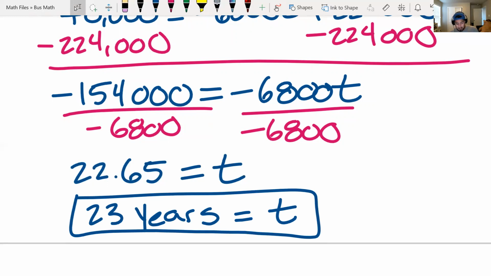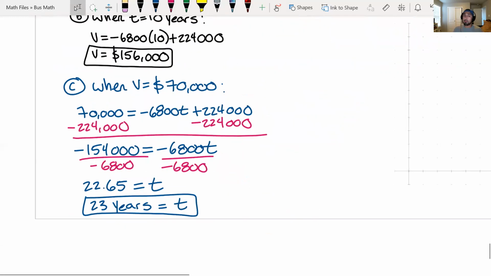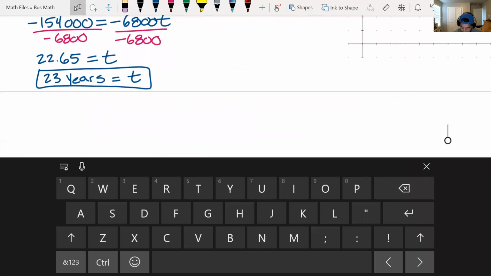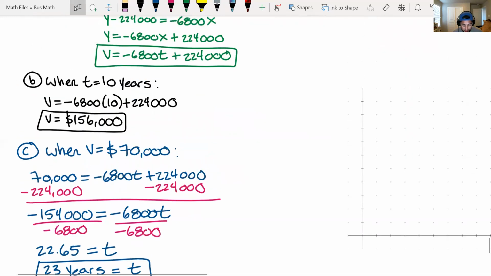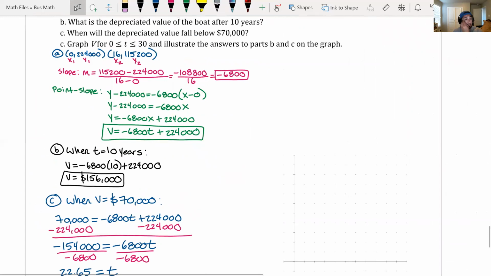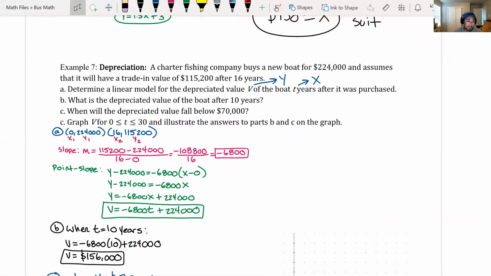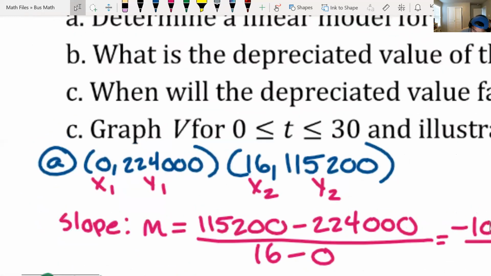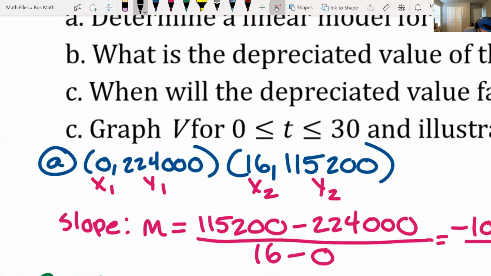Hey, that's not bad. Does anybody hold on to a boat for 23 years? I have no idea. I don't own a boat. Okay, there's C. Oh, and then we have another C. That's D. There we go.